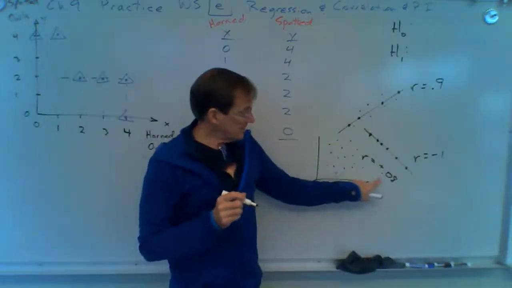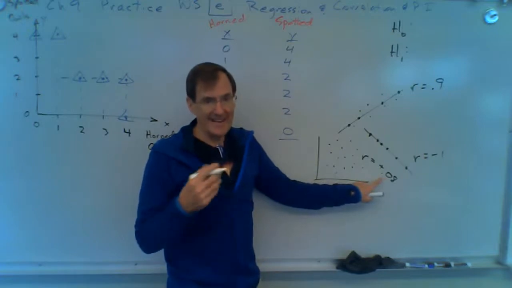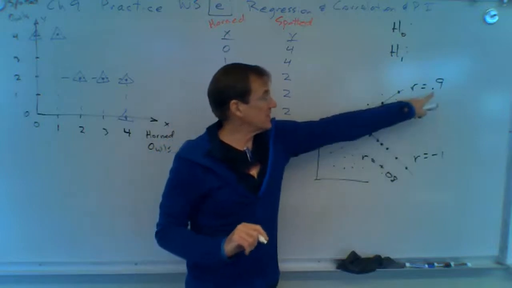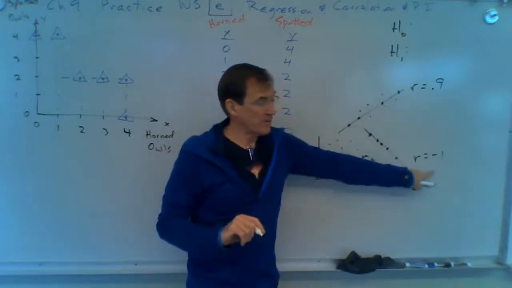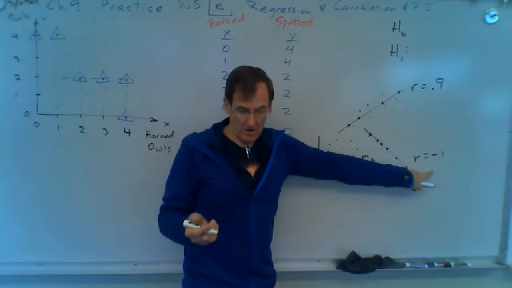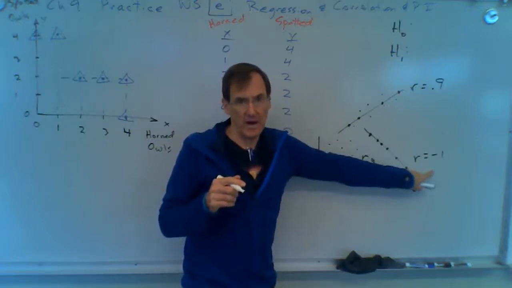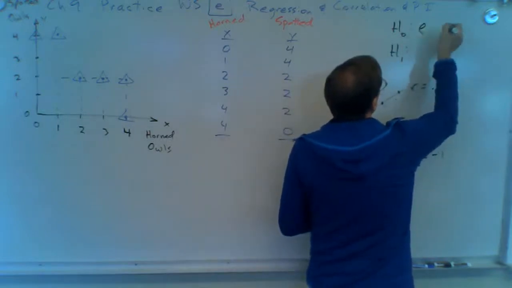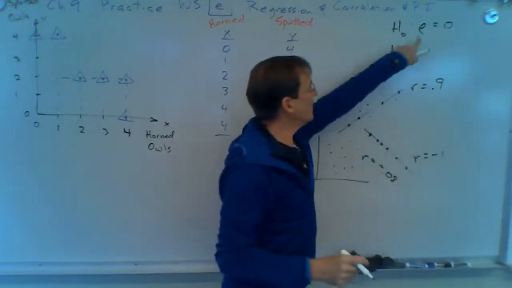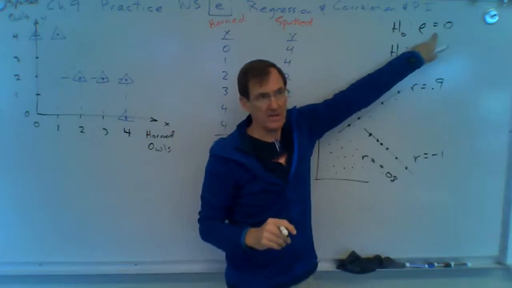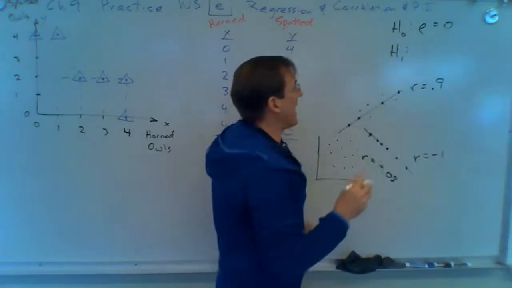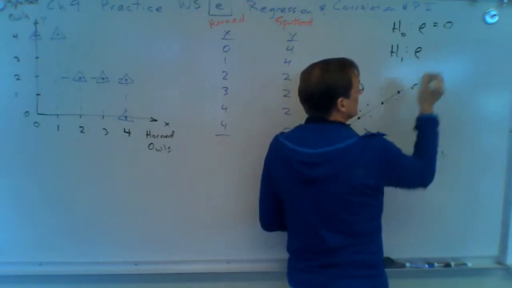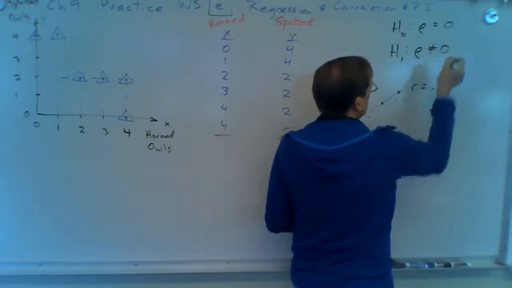So correlation coefficient close to 0, not correlated. Write that on your formula sheet. Correlation coefficient close to +1 or -1, that means they are correlated. Okay, X and Y are correlated. So our hypotheses are going to be rho equals 0. So the null, rule number 1, the null has to have a 0 in it. And number 2, the alternate hypothesis is going to be rho does not equal 0.